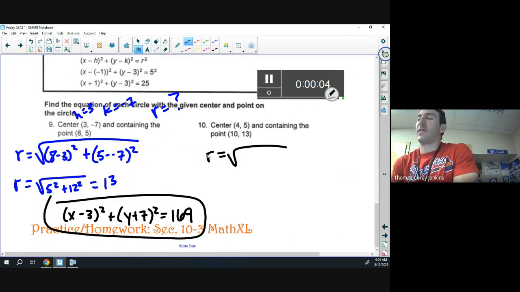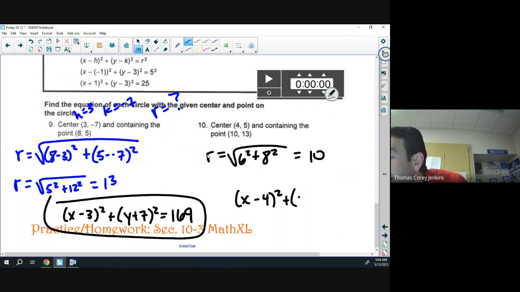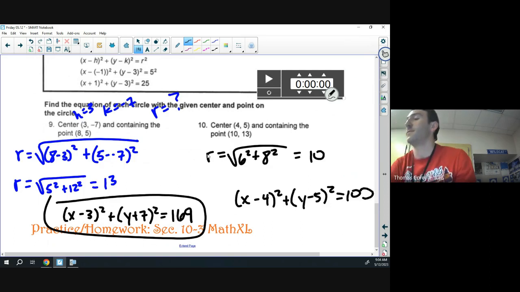All right, guys, I'll give you the abbreviated version here. So my radius, my missing piece, is the square root of 10 minus 4 is 6, so 6 squared, plus 13 minus 5 is 8, so 8 squared. That ends up being 10. So your radius is 10. If you had that, the rest is just plug in h and k. So x minus 4 squared plus y minus 5 squared equals 100.